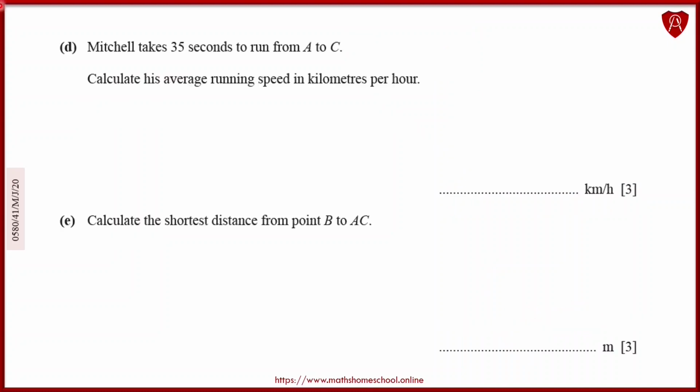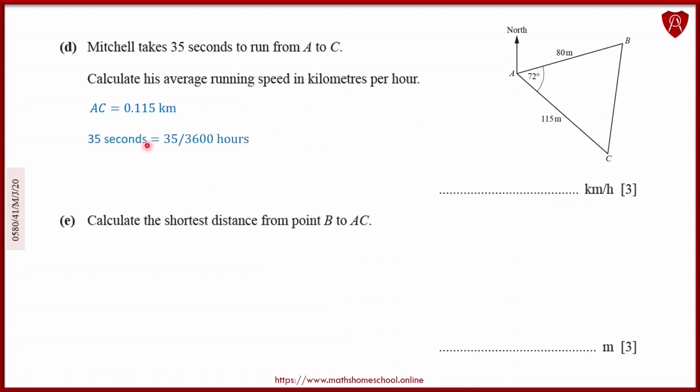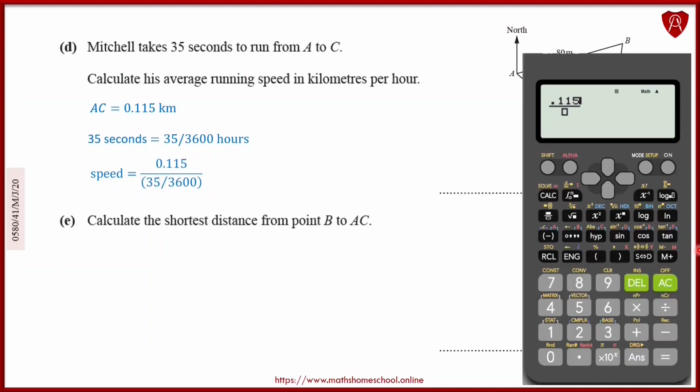Mitchell takes 35 seconds to run from A to C. Calculate his average running speed in kilometers per hour. A to C, we need to change that into kilometers, dividing by 1,000. 35 seconds needs to be changed into hours. We divide by 3600. So we have the speed formula, distance over time. 0.115 is our numerator. Divide by 35 over 3600. We get 414 over 35, but in decimal form it is 11.828 etc. We shall write that as 11.8 kilometers per hour.